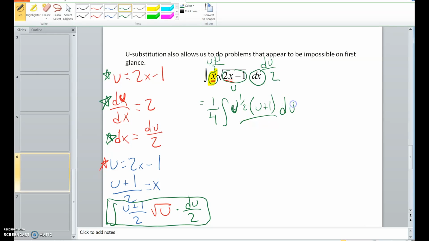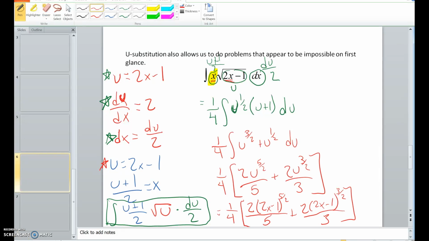No fraction, I already pulled out that 1 over 4. Okay, so take a second, go ahead and integrate this, and we'll see what happens. First thing I did was distribute this u to the 1/2 to each of these two terms. I got u to the 3/2 plus u to the 1/2. Then you can just do reverse power rule on each of those.